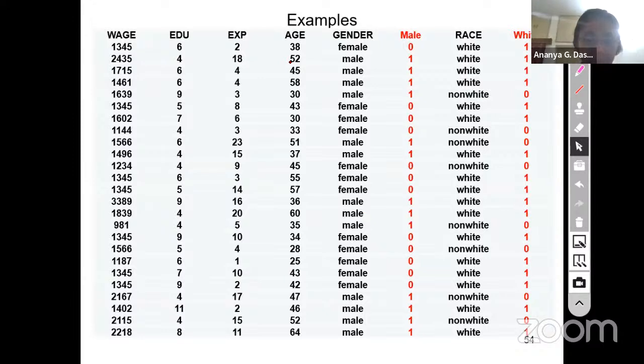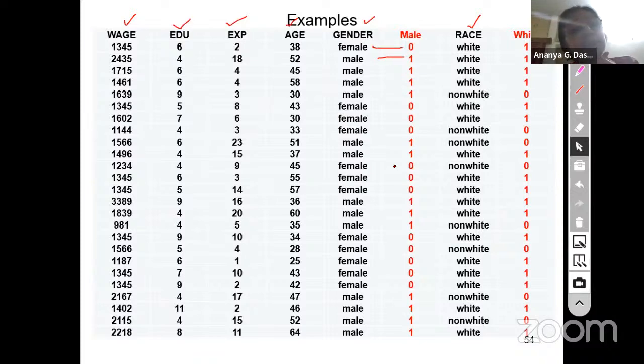So let's look at some examples. Here I have a data set which has wages, education, years of experience, age, and a variable called gender, which gives the gender of the person, and a variable called race, which mentions whether the person is white or non-white. So you can tell that this is an example pertaining to Western European countries, American countries, and so on. Here I define a variable called male, which takes the value 1 if the observation pertains to a male, and 0 otherwise.